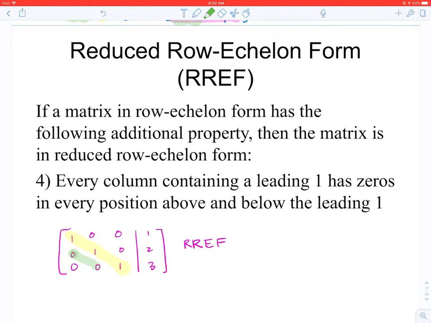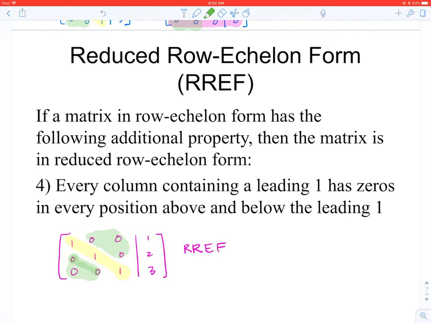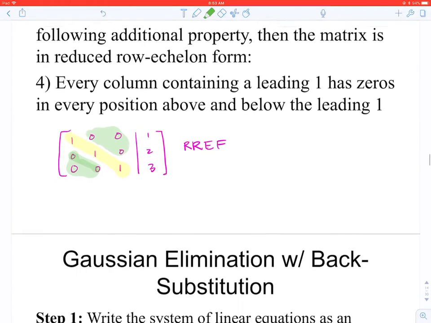And then above and below the diagonal is all zeros. So we're going to be using the row operations that we talked about above to help us change our augmented matrices into row echelon form first. And then the next video will be going all the way to reduced row echelon form, which is just a few more steps.